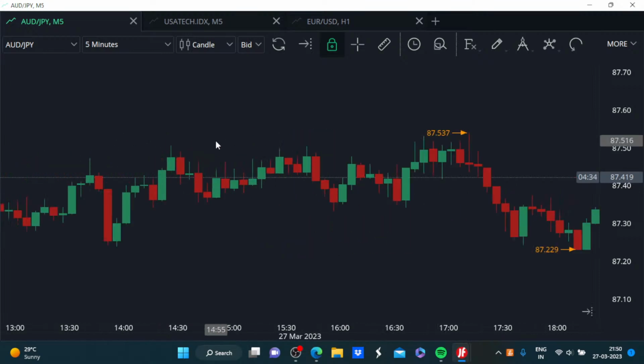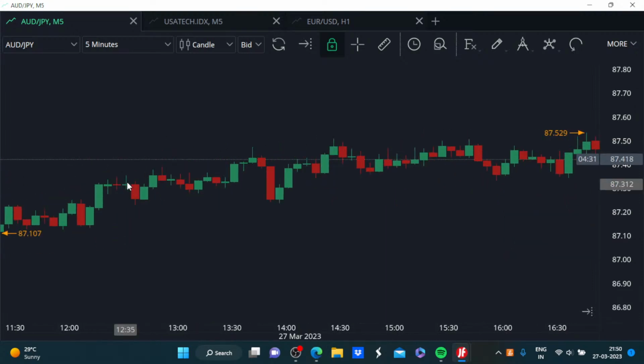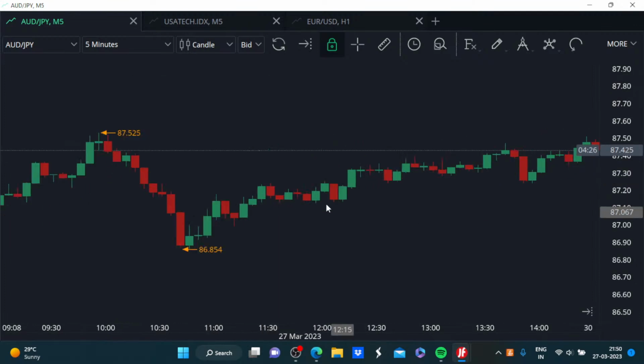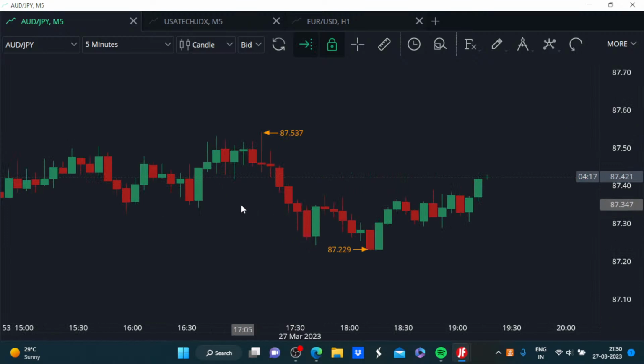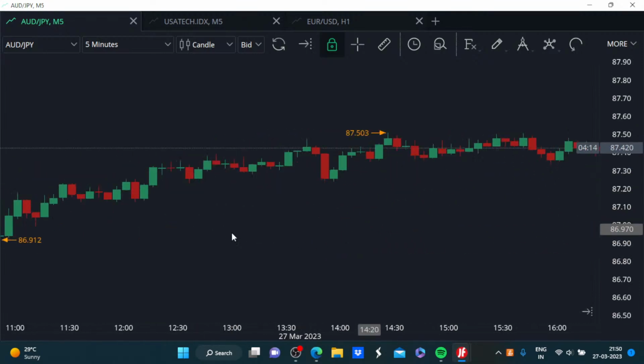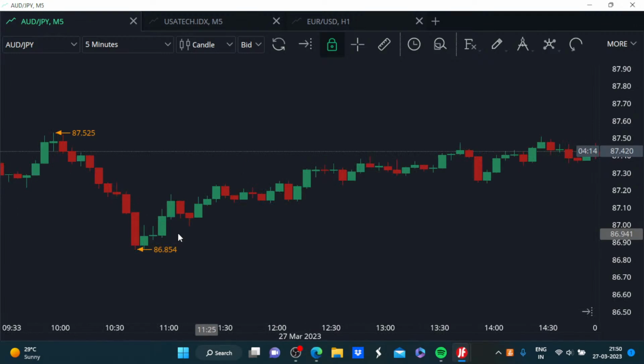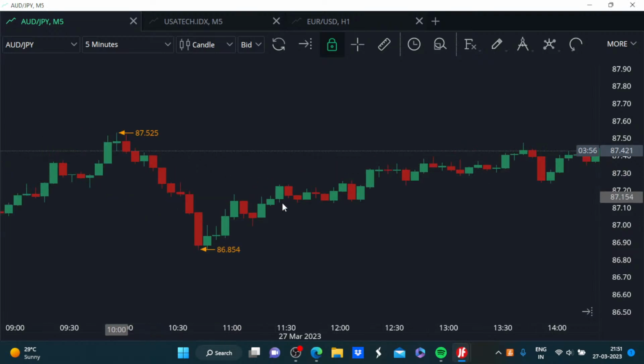As I have added this pattern, let us look at the recent instances where this formation might have taken shape. Here is a 5-minute candle formation, so we are likely to get multiple instances on this lower time frame. We go back in time. No, not yet.